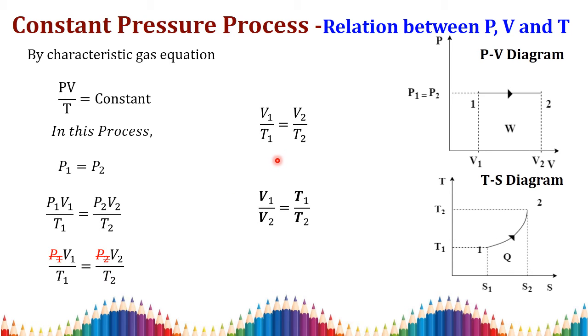For my convenience, I am rearranging it. So we can write V1 by V2 is equal to T1 by T2. Otherwise, this equation can be rewritten as V2 by V1 is equal to T2 by T1. So this is your simple relation for your constant pressure process in terms of volume and temperature, neglecting the pressure, because the pressure is constant in this case.